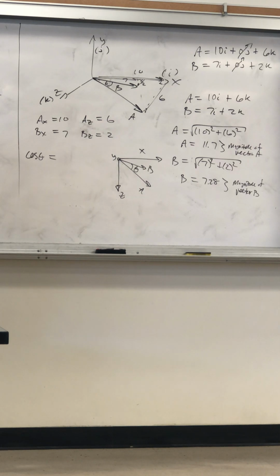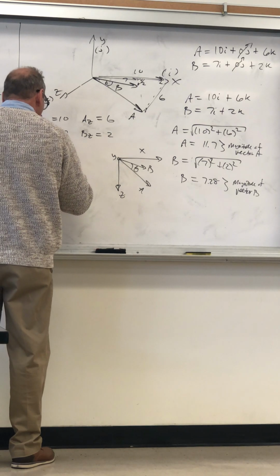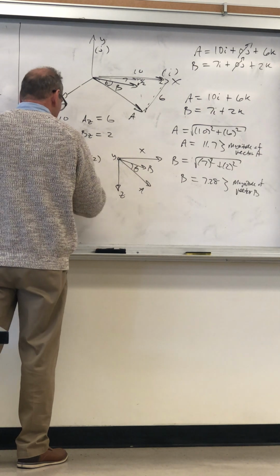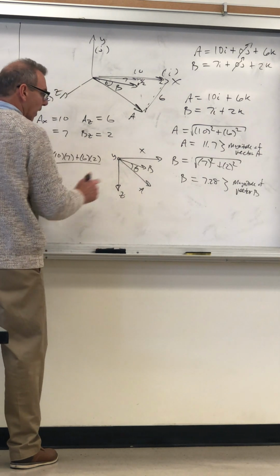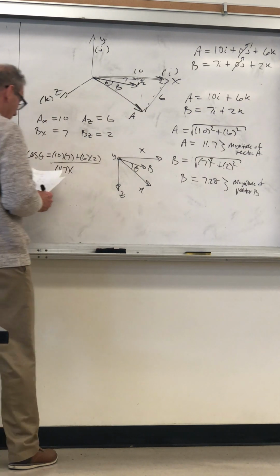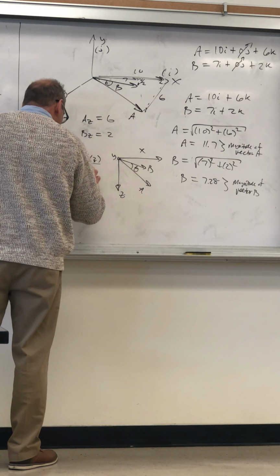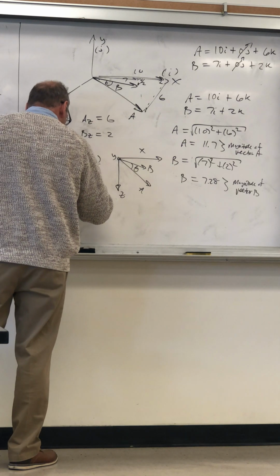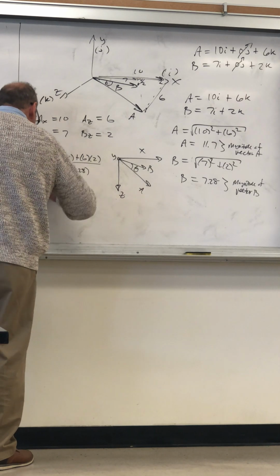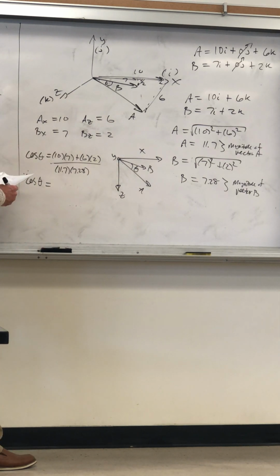And we know now the cosine of theta is 10 times 7 plus 6 times 2 divided by the two magnitudes multiplied by each other. So 11.7 multiplied by 7.2. So the cosine of theta, the angle between the two vectors, is 0.960.